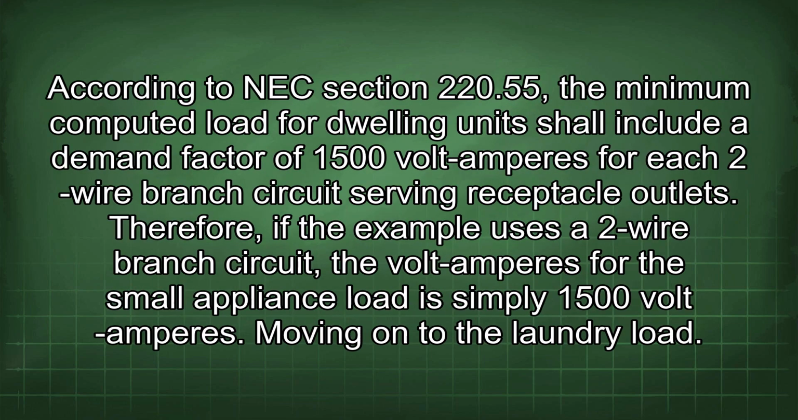According to NEC section 220.55, the minimum computed load for dwelling unit shall include a demand factor of 1500 volt-amperes for each 2-wire branch circuit serving receptacle outlets. Therefore, if the example uses a 2-wire branch circuit, the volt-amperes for the small appliance load is simply 1500 volt-amperes. Moving on to the laundry load.